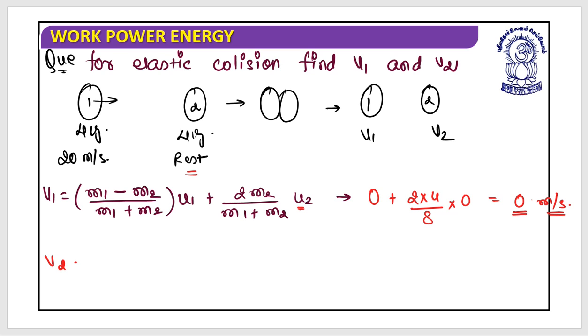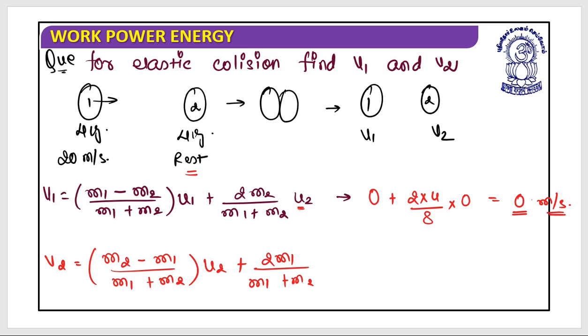Now let's work for v2. The v2 relation was (m2 minus m1) divided by (m1 plus m2) multiplied by u2, plus 2m1 divided by (m1 plus m2) multiplied by u1. This will be, m2 minus m1, it's 0, plus 2m1, 2 into 4, divided by 4 plus 4, 8, multiplied by u1, that is 20. So this has gone and v2 will be 20 meter per second.